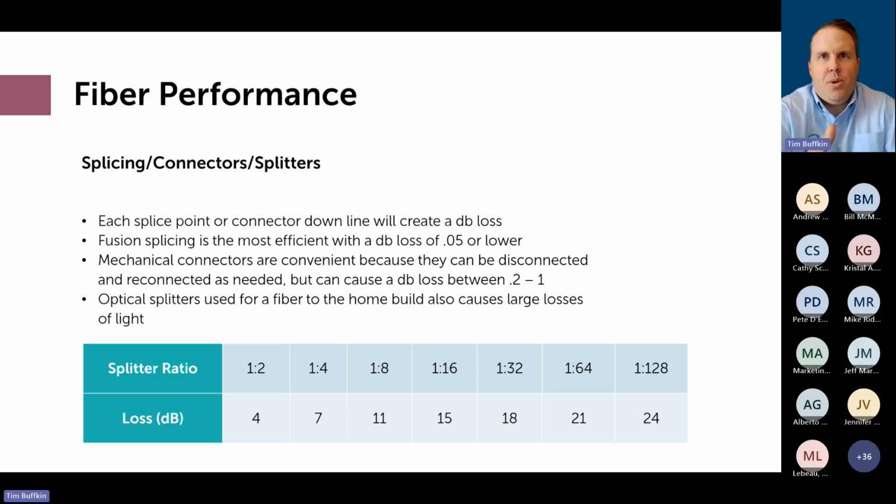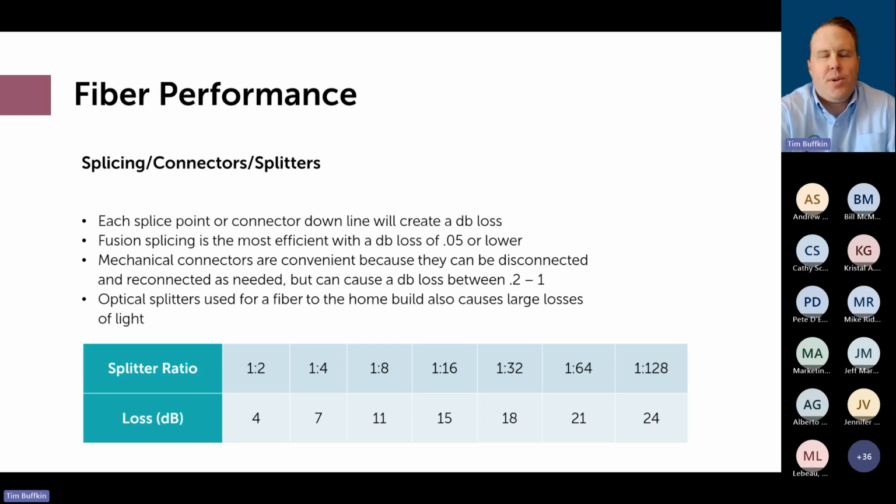Fusion splicing is going to be the most efficient way to connect fibers. The technology with fusion splicers has gotten so much better over the last 20, 30 years that they're way easier to operate, and the loss is almost zero with a fusion splice. You're really at 0.05 dBs or lower with a fusion splice.